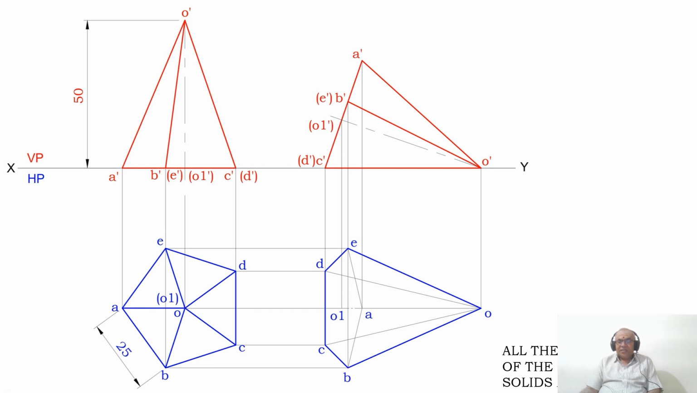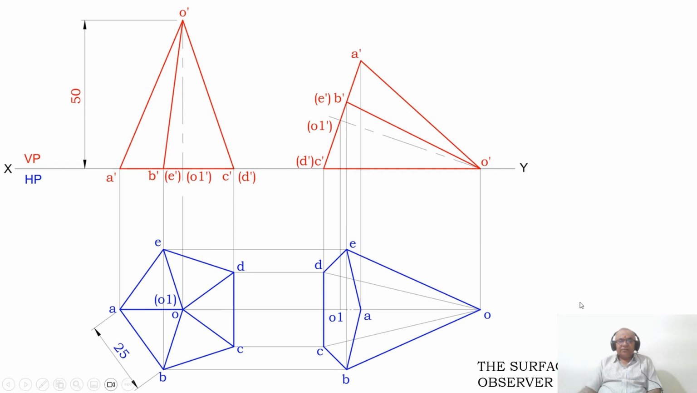All the exterior edges of the boundaries of the solids are visible. Which are all the exterior edges of the boundaries of the solid? You can see CD, DE, EO, OB and CD are all the exterior edges of the boundaries of the solids which are visible. So you dark them.